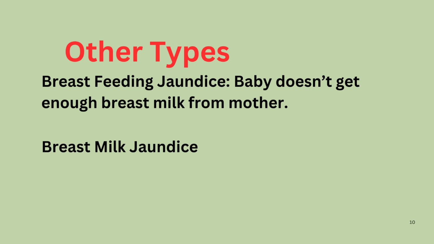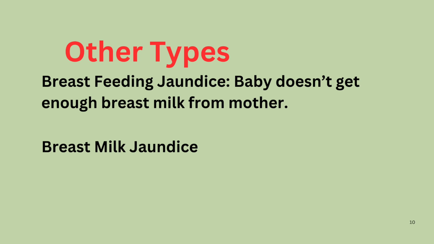Other types of hyperbilirubinemia or jaundice. Breastfeeding jaundice. This type of jaundice occurs when baby doesn't get enough breast milk from mother to lower their bilirubin levels.